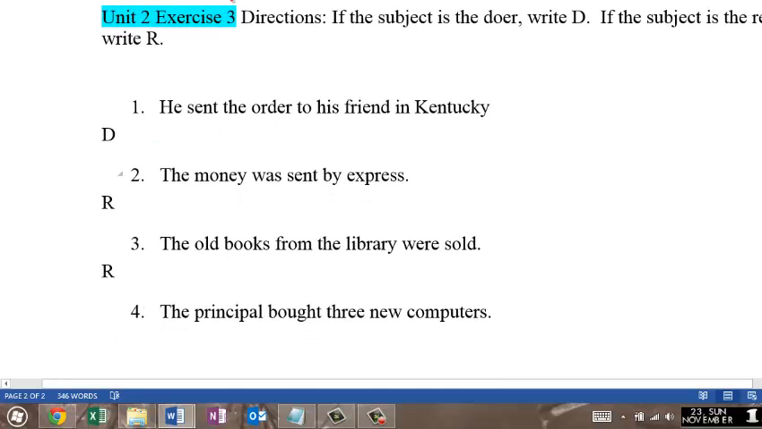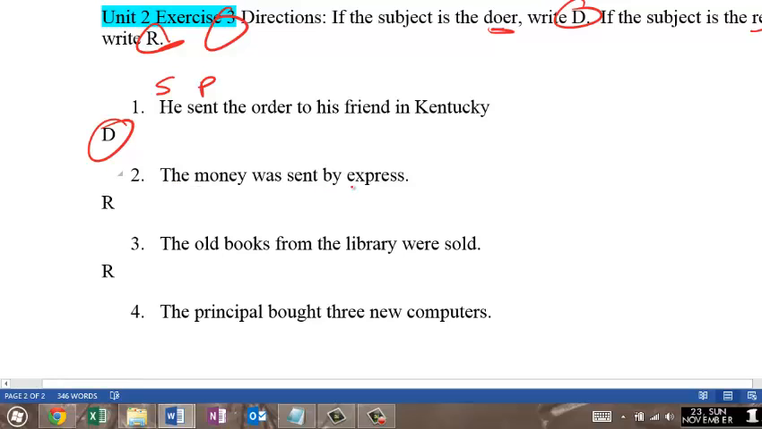Then for exercise 3, all you have to do is write D, or we'll type D or R. D for the doer, R for the receiver. So first, determine the subject. He sent the order to his friend in Kentucky. He is the subject. Sent is the predicate. Is the subject doing something? In this case, yes, so you write the letter D, or type the letter D.